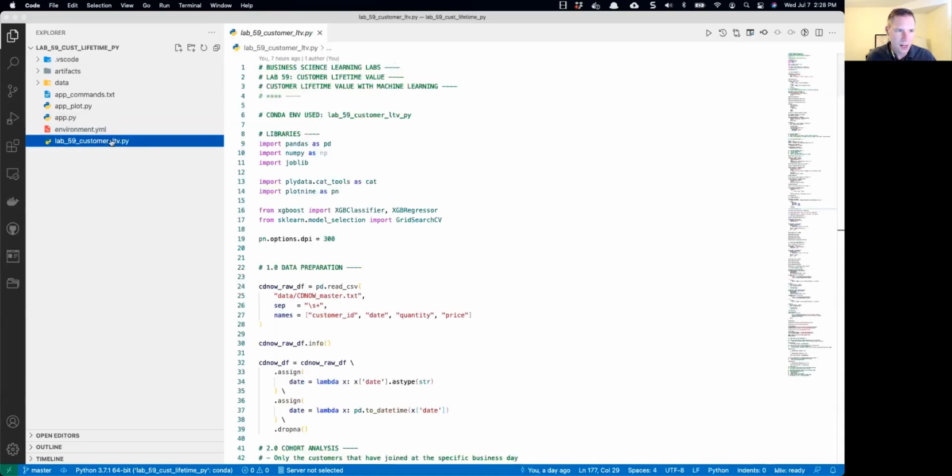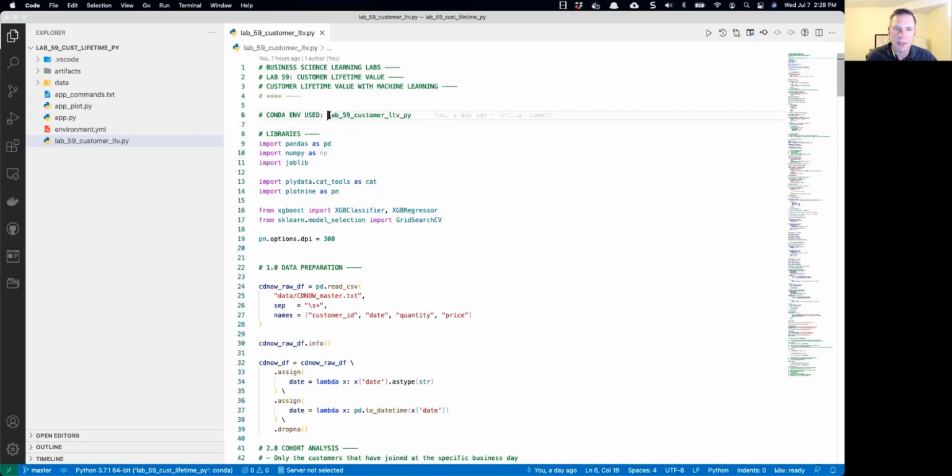Okay. And then the last file, and this is the one that we're going to be working out of today, is the Lab 59 customer LTV. Think of this as the analysis that we come through in order to create this app.py file. So to get started here, we're going to be working down through this file. It's about 300 lines of code or so, so it'll take probably about 25 to 30 minutes to get through.